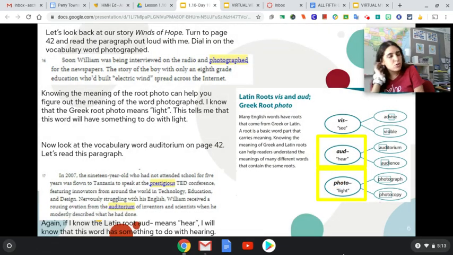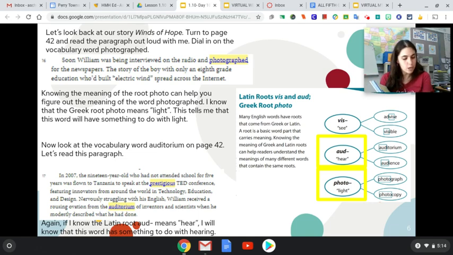So let's look back at our story of Winds of Hope. So our first story from this week, let's turn to page 42. Okay, page 42. All right. So on page 42, we have paragraph 16. It's the second paragraph on that page. Okay, let's go ahead. Let's read this paragraph together. Okay, read it with me out loud. It starts with Soon William. Give you a second to find it. Page 42, second paragraph. It's the 16th paragraph of the text.